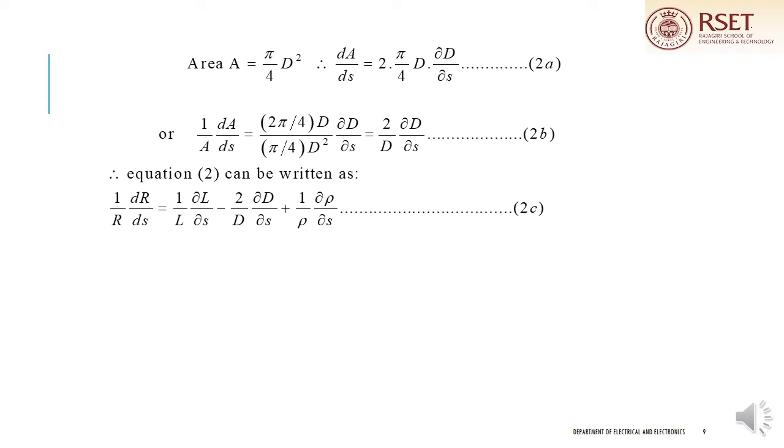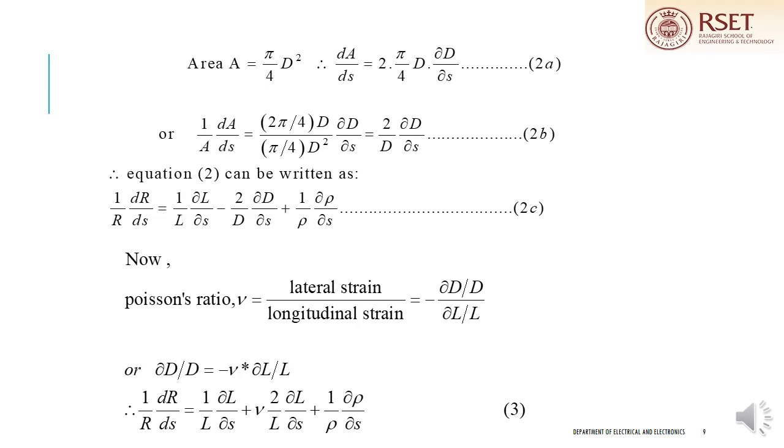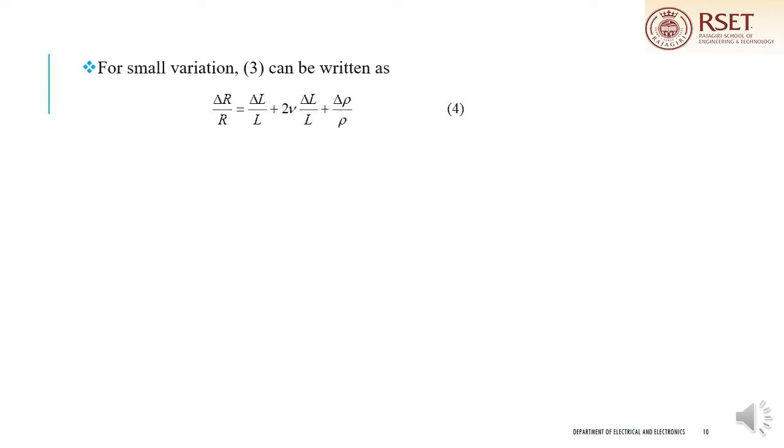Now using this equation 2b to replace this term in equation 2, one will get equation 2c. Now, the second term on the right hand side of equation 2c is replaced in terms of Poisson's ratio. Poisson's ratio is actually defined as the lateral strain divided by longitudinal strain. So, thereby you will get equation number 3. For small variation, equation 3 can be written as equation 4.